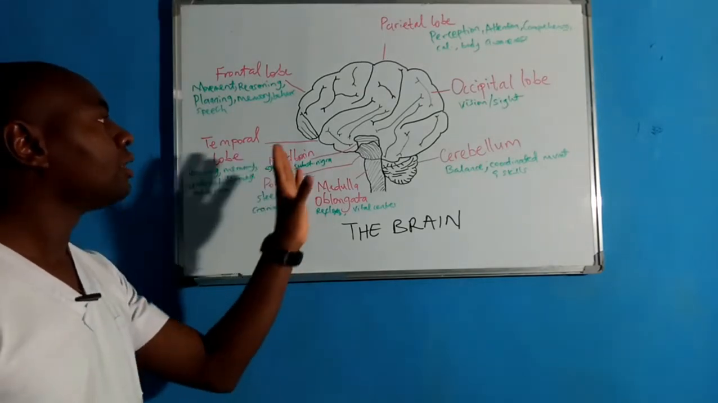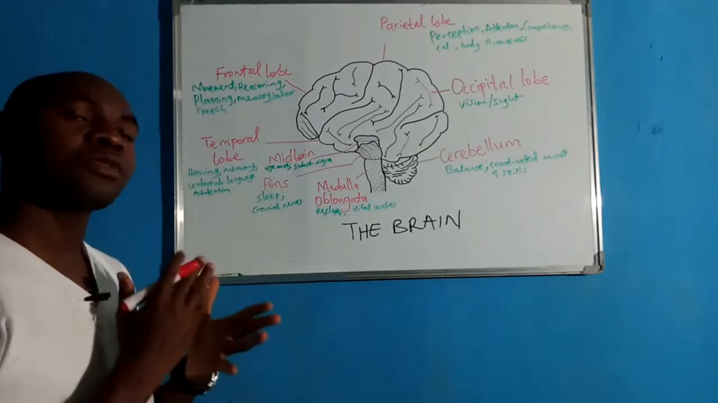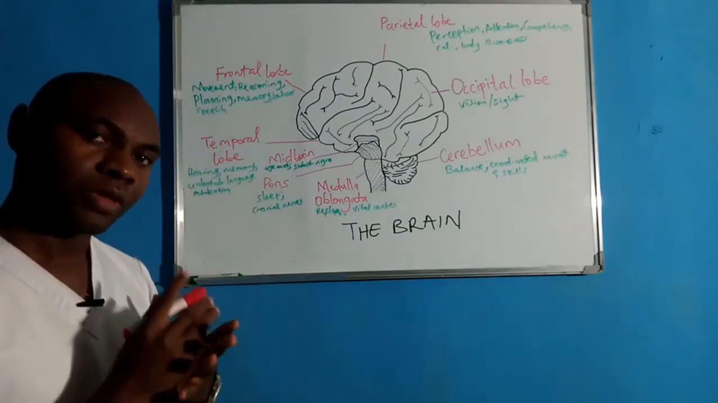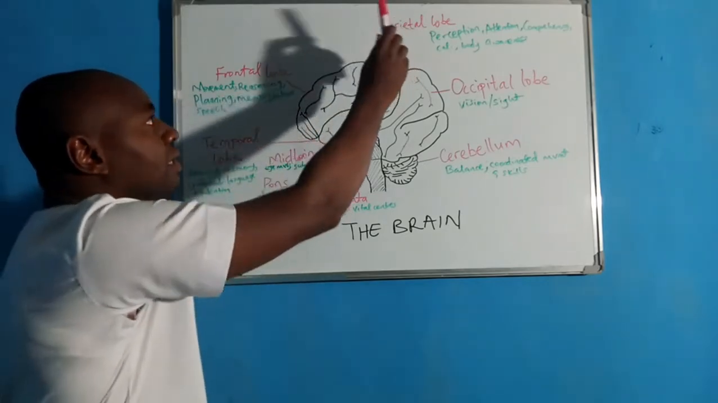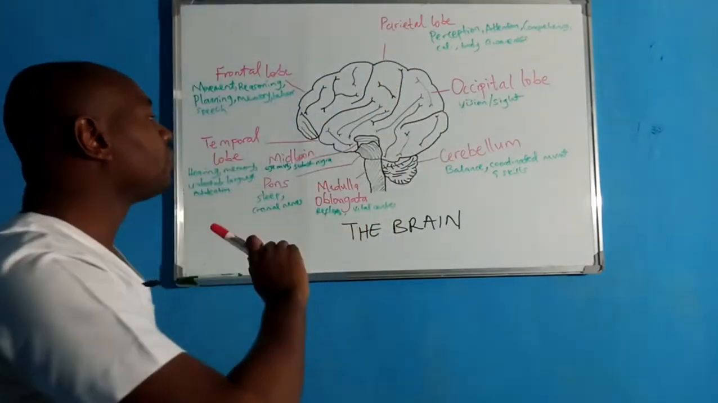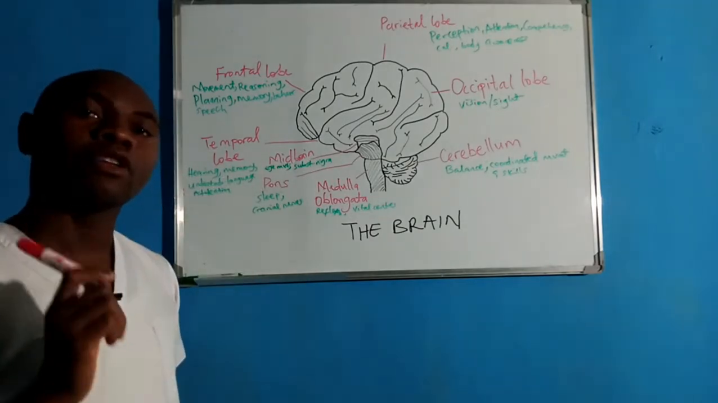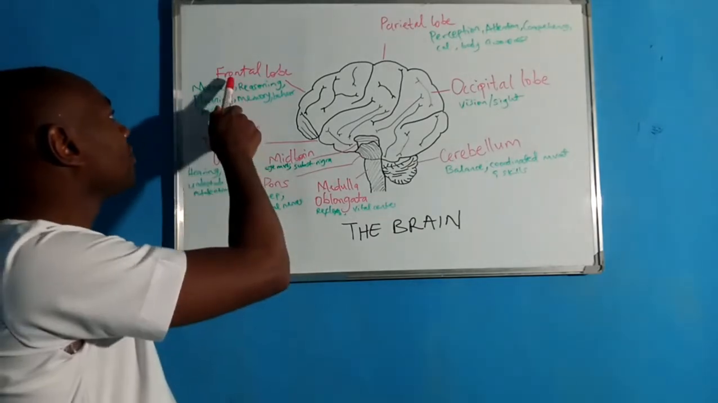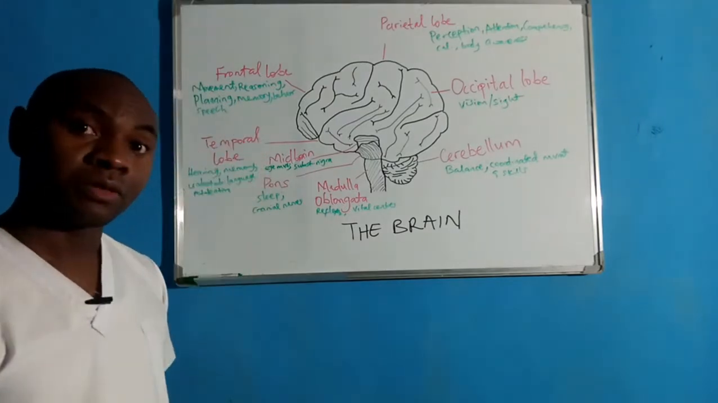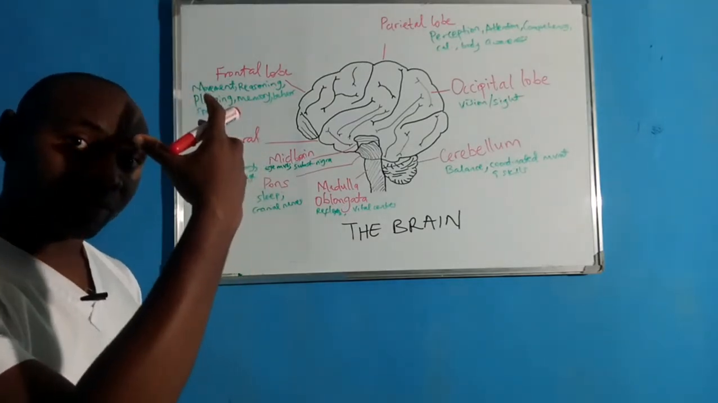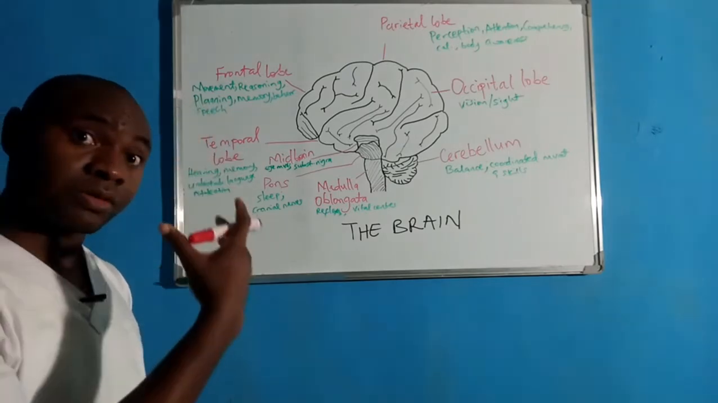Now, basically, the cerebrum is divided into four lobes, four partitions. The first one is the frontal lobe, we have the parietal lobe, we have the occipital lobe, and finally we have the temporal lobe. Now, beginning with the frontal lobe, this is the most anterior part of the brain, located at the front of the head. That's what constitutes the front of the head.